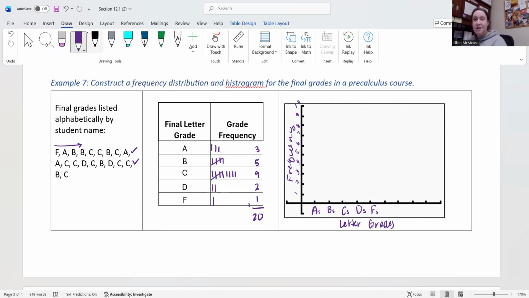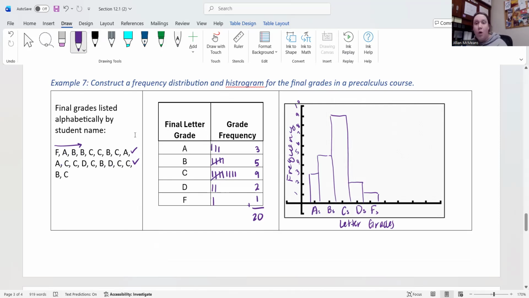Okay, so we have A's, B's, C's, D's, and F's. There were 3 A's, 5 B's, 9 C's, 2 D's, and 1 F. And there you have it. That's your histogram. So you can see the vast majority of students had B's and C's.